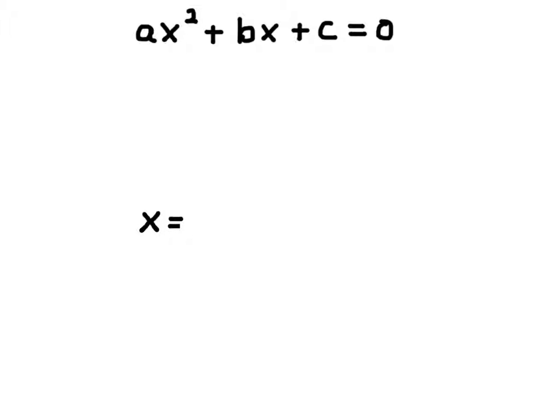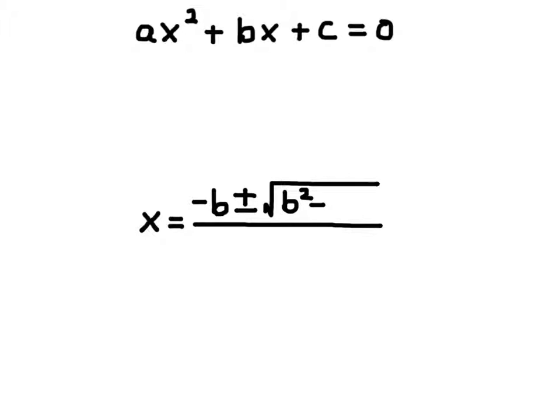And incidentally, you can use the quadratic formula every time to solve for x. It's just that factoring sometimes is a little faster. All you need is the information of what is a, what is b, and what is c, and then you plug them into the formula. The formula is a ratio: negative b plus or minus the square root of b squared minus 4ac, all over 2a.